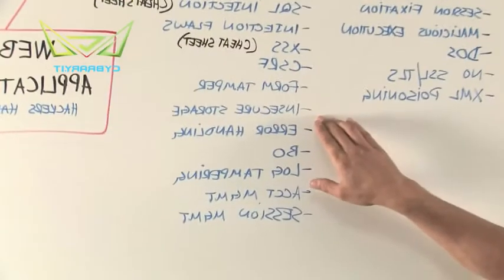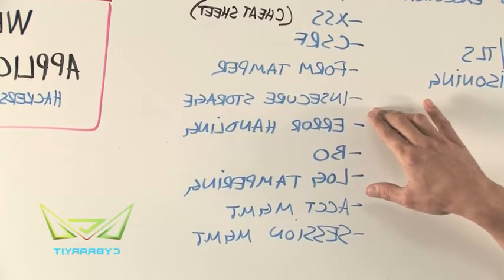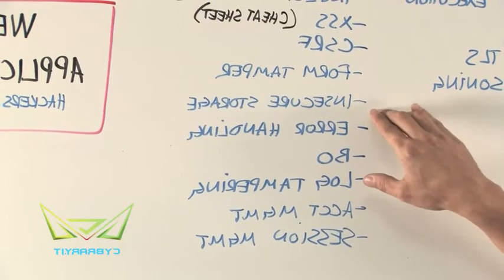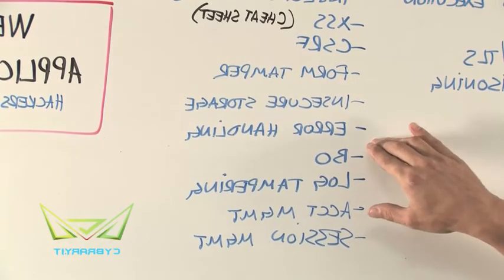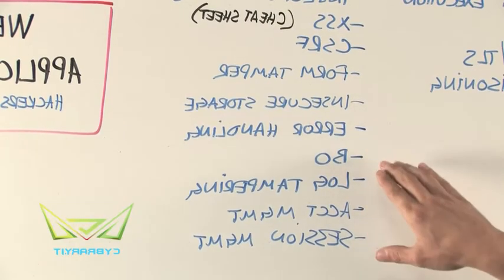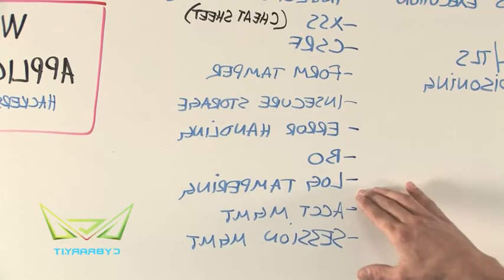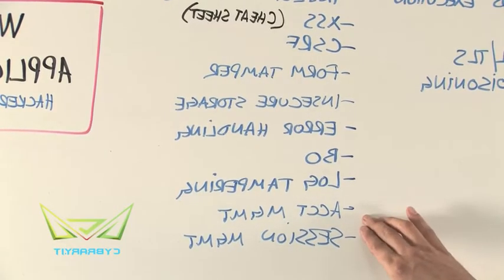Form tampering, insecure storage, or how does the web server store the information that the users are uploading? Are there picture directories? Are there video directories? What are the permissions on those directories? How are you handling errors? Are you giving an error message to your end user? Does the end user even need to see that? Buffer overflows are their own field of study. Log tampering, clearing your logs, changing the integrity of them. All of the account management.